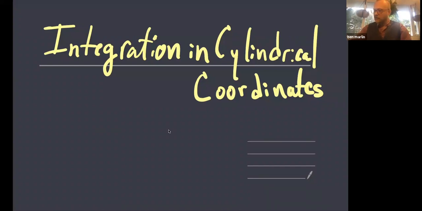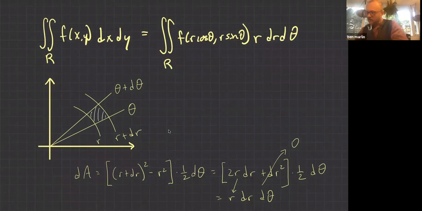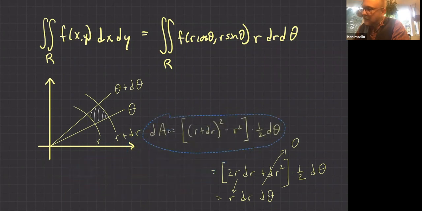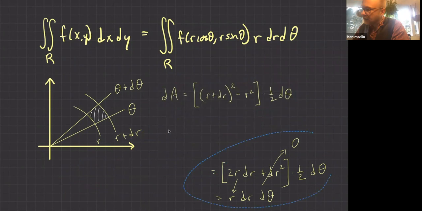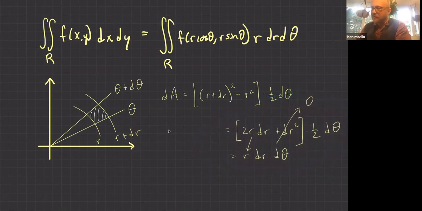All right, so integration in cylindrical coordinates. The main big change here is going to be this one right here. We are talking about dA. The expression that we use for dA in this is going to actually be derived geometrically here. And all it's really asking us to do is to figure out what the area of one of these basic volume elements is.